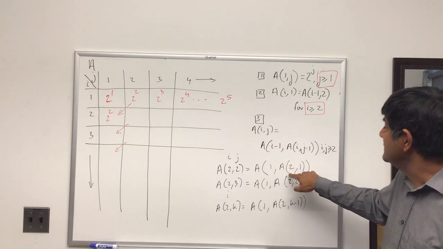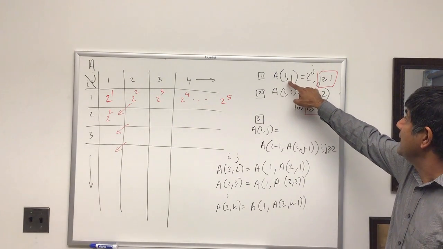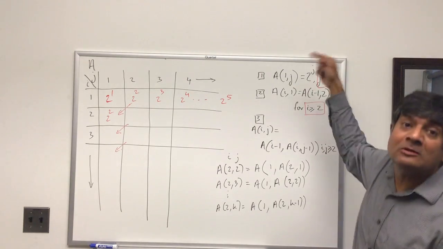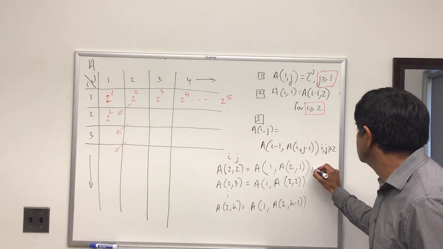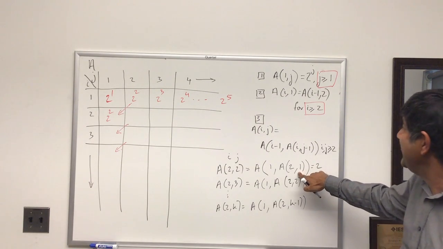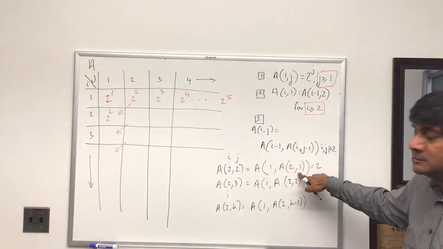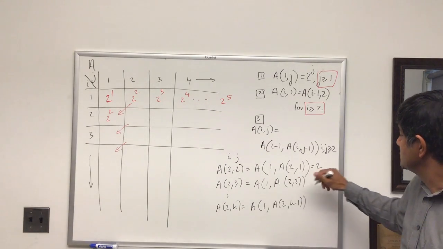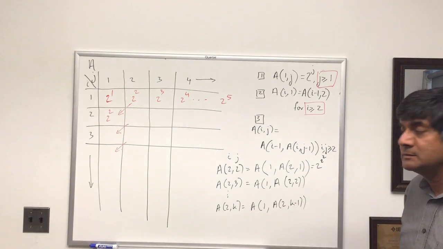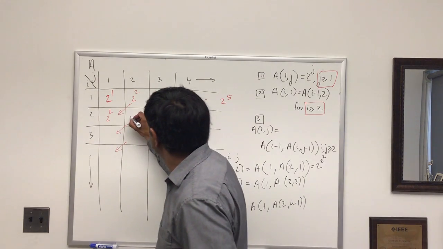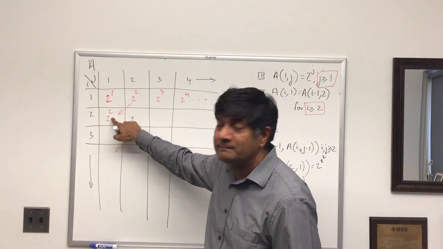What is A1 comma something? Right? Go back up here. A of 1 comma something is 2 to the power of the something. Okay. So therefore, this is going to be 2 to the power A21, which was 2 squared, right? So this is going to be 2 to the power 2 squared. Okay. So 2 to the power this.